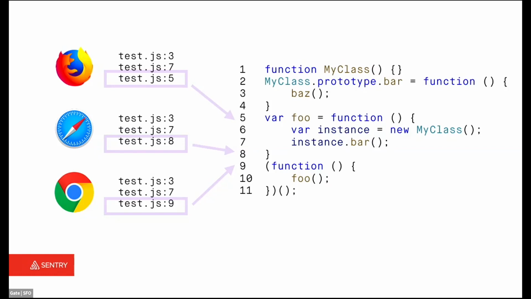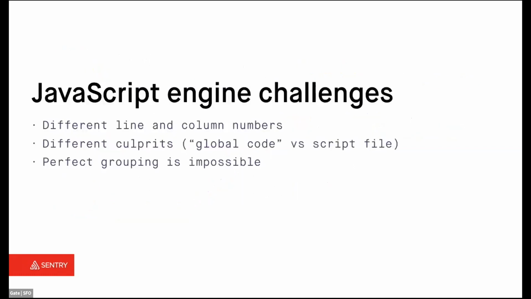Fundamentally, Sentry and other tools like it, when we group, we look at the stack trace and we try to say, oh, these are the same error. But if the browsers fundamentally report different lines, it's really hard to figure that out, if not impossible. The good news is that this is an edge case. It's not what everything looks like, but it is problematic. So yeah, engine challenges, different line and column numbers, different culprits, and perfect grouping is impossible. That's why we play around with things like heuristic-based approaches for munging things together.